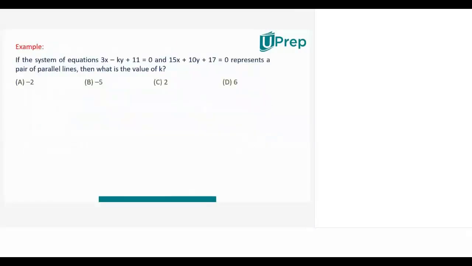Let's take a simple example. If the system of equations 3x minus ky plus 11 equal to 0 and 15x plus 10y plus 17 equals 0 represents a pair of parallel lines, then the value of k is. Take this question and solve and let me know what the answer is.